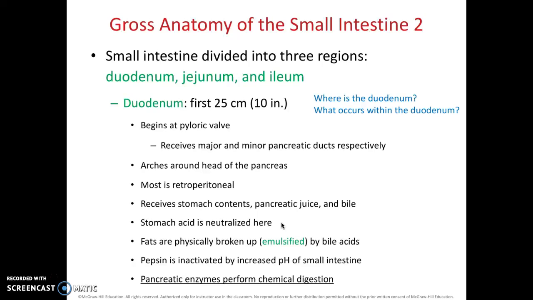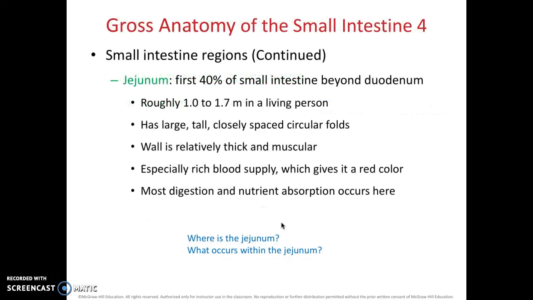It's important to note that the pancreatic enzymes themselves are what's going to perform the chemical digestion within the duodenum. There are not actually small intestine enzymes, but rather the pancreatic enzymes. But we'll talk about that in a second. The second part of the small intestine is the jejunum. This is relatively thick and muscular, and that's how they denote the jejunum versus the duodenum, because it's not like it's marked when you go inside of a body. It doesn't have a label that says jejunum. Most of the digestion and nutrient absorption itself occurs within the jejunum, specifically of the small intestine.